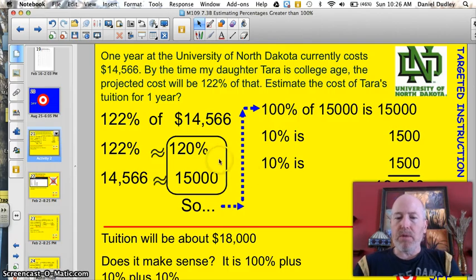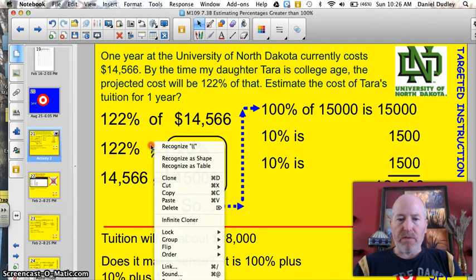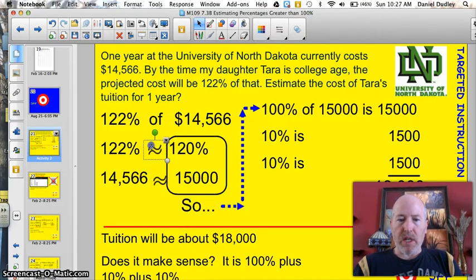Well, I'm going to use the same procedure I used last time. Write the problem, 122% of 14,566. 122% is roughly 120%. 14,566 is approximately $15,000.